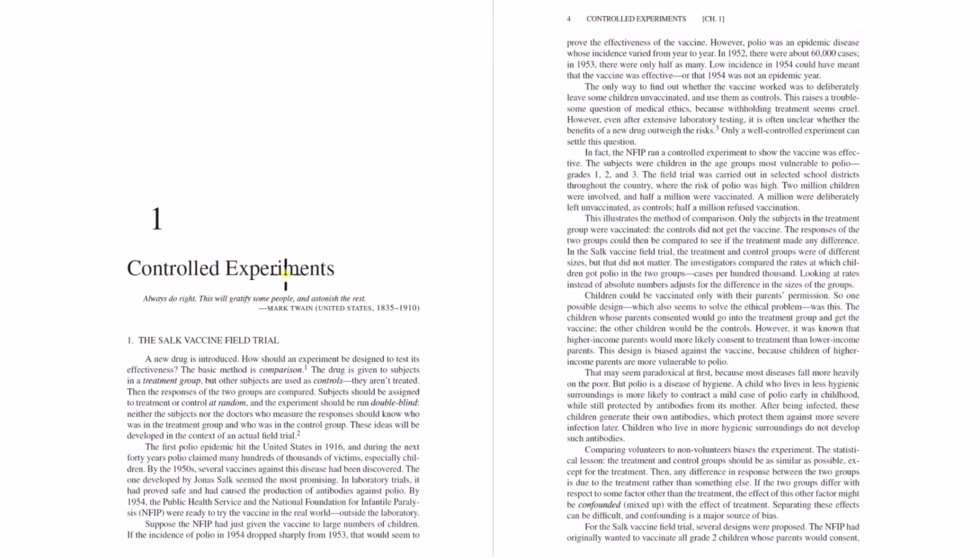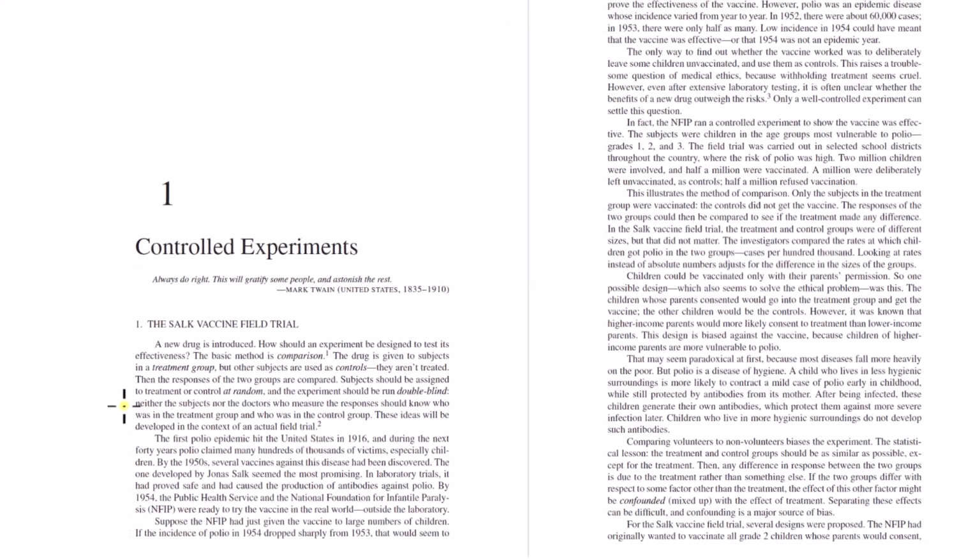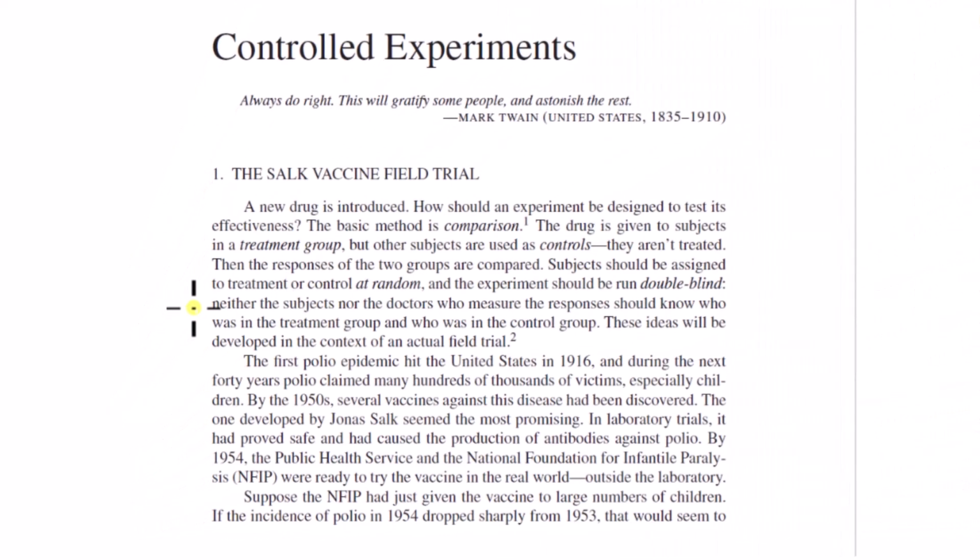All right, chapter 1, controlled experiments. In this opening paragraph, we get introduced to some of the key terms associated with controlled experiments. It says a new drug is introduced. How should an experiment be designed to test its effectiveness? The effectiveness of the new drug. The basic method is comparison, right? You want to compare two or more scenarios that have a key difference between them to get a sense for the effectiveness of the new drug.